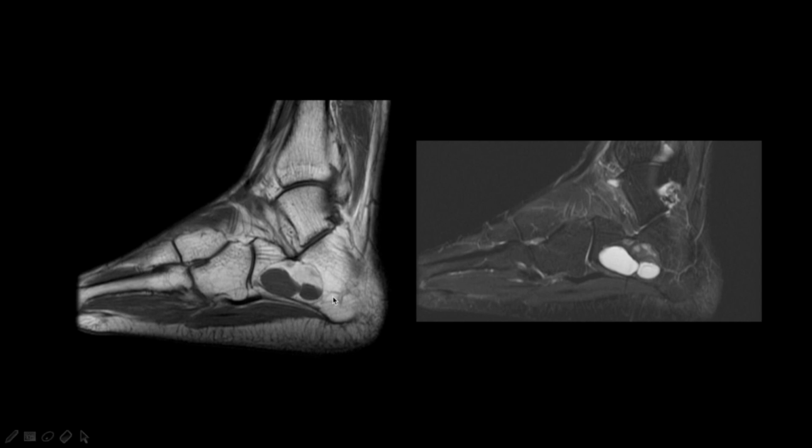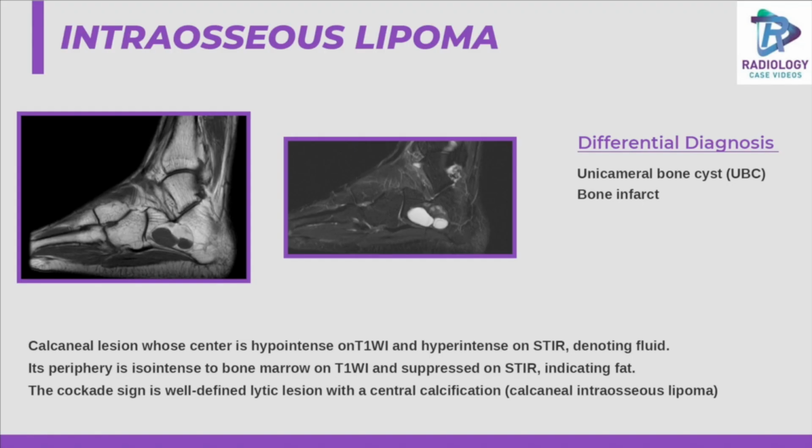This is the T1 weighted image of the ankle, and this is a stereo image, and we can see a well-defined lesion in the calcaneum, which has T1 hypointense component and isointense component to the adjacent bone marrow. And on stereo image, the hypointense component is hyper, which indicates the presence of fluid, and the adjacent isointense component on T1 got suppressed, which indicates the presence of fat. So with these findings, the diagnosis is intraosseous lipoma.